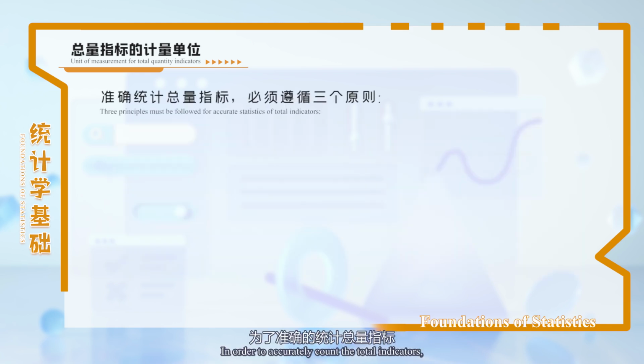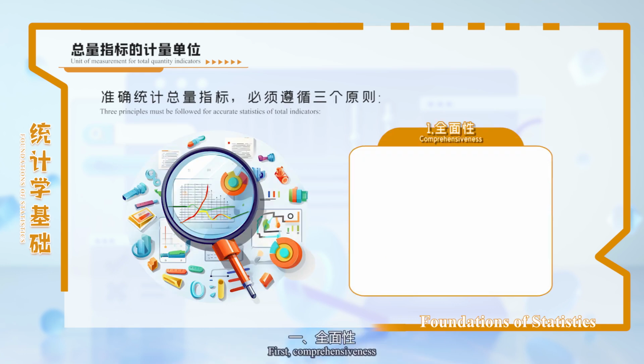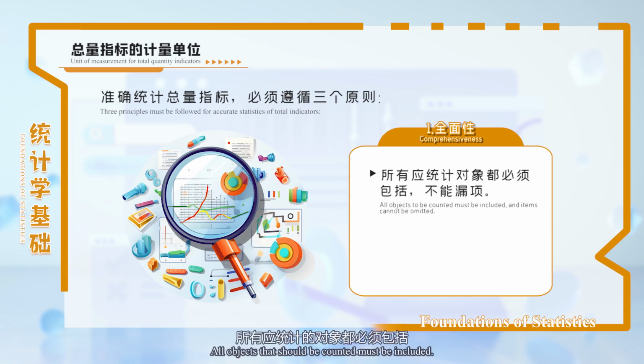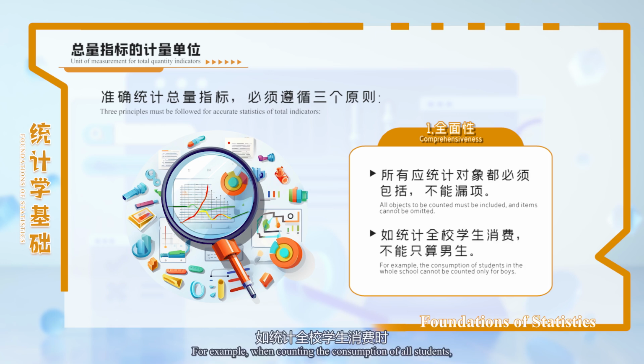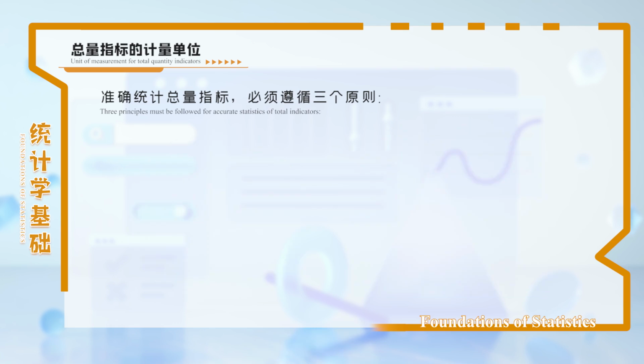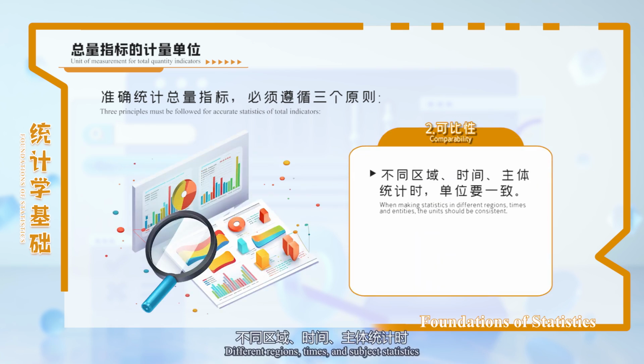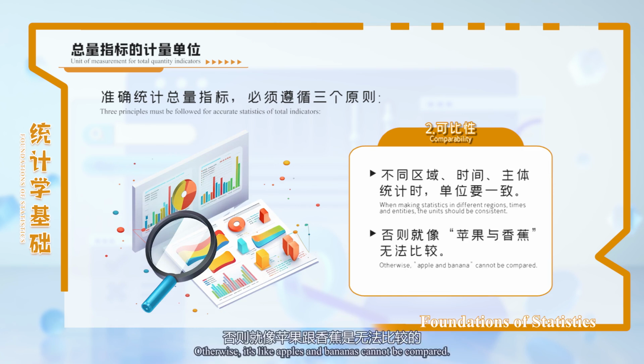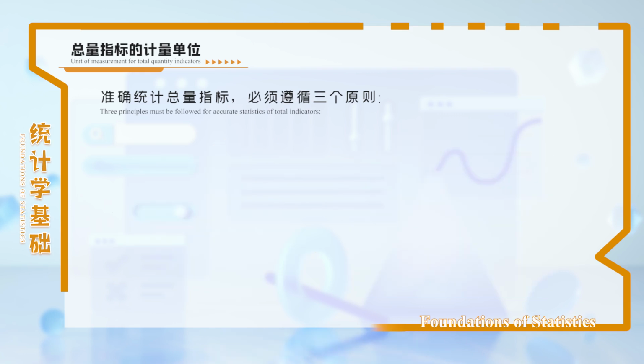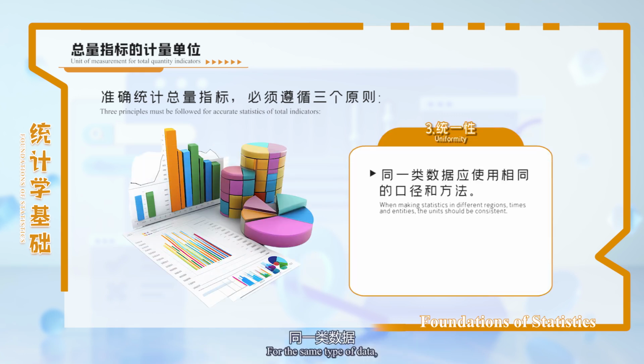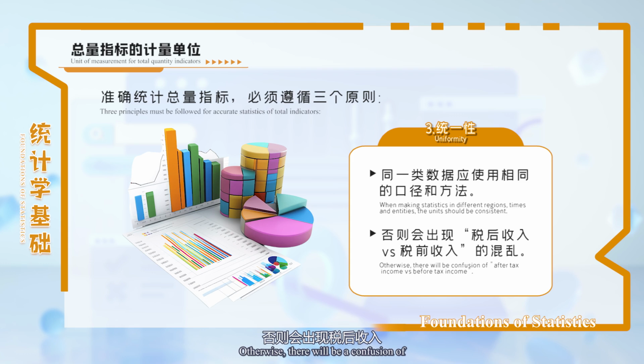In order to accurately count the total indicators, we must follow 3 principles. First, comprehensiveness. All objects that should be counted must be included and cannot be missed. For example, when counting the consumption of all students, we cannot only count the boys. Second, comparability. For different regions, times, and subject statistics, the units should be consistent. Otherwise, it's like apples and bananas cannot be compared. Third, uniformity. For the same type of data, we should use the same caliber and method. Otherwise, there will be a confusion of taxable income.